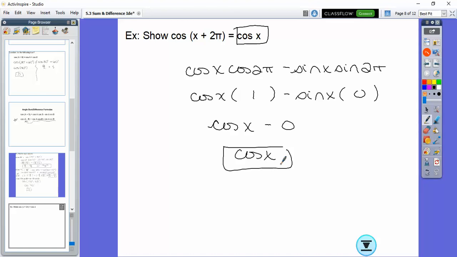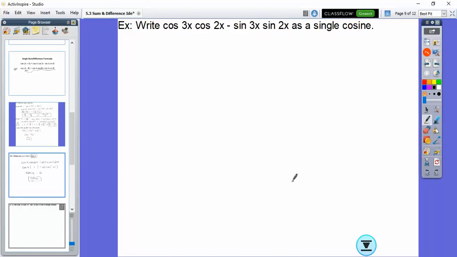One last example. What if I asked you to write this as a single cosine? I'd say we're screwed and we should give up. Oh, Josh. Have you learned nothing in my class? Yes, math is complicated.